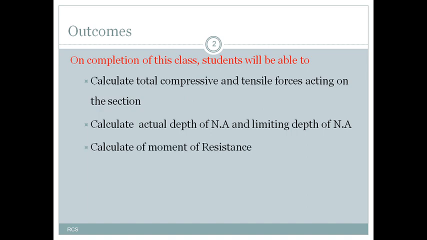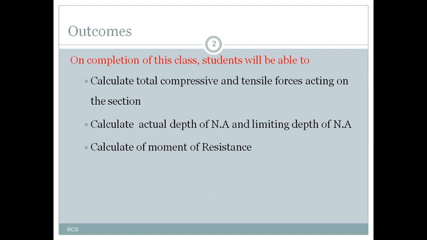Then, by knowing the total compressive forces, total tensile forces, actual depth of neutral axis and limiting depth of neutral axis, we can calculate the moment of resistance of this section. So this lecture completely deals with numerical problems for calculating the moment of resistance for a given beam dimension, grade of concrete, grade of steel and number of bars provided in the compression as well as tension zone. Based on that, we calculate the total compressive and tensile forces, and then the depth of neutral axis and limiting depth of neutral axis.